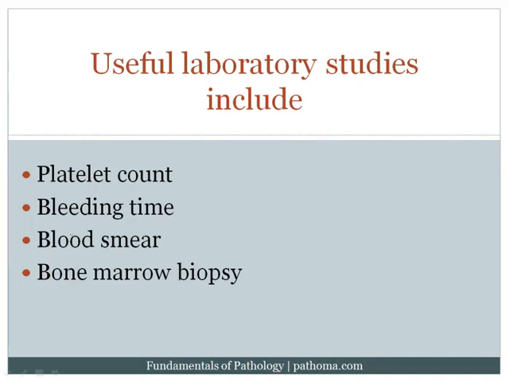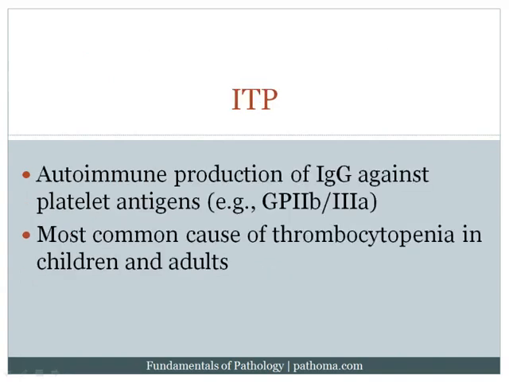And then finally, we can do a bone marrow biopsy to assess the platelets. Remember that the megakaryocytes are the cells that are actually producing the platelets. So we can ask the question, if, for example, the platelet count is low, are there megakaryocytes? Maybe we don't have megakaryocytes in the bone marrow, and that's why the platelet count is low. So the bone marrow biopsy is also very helpful.